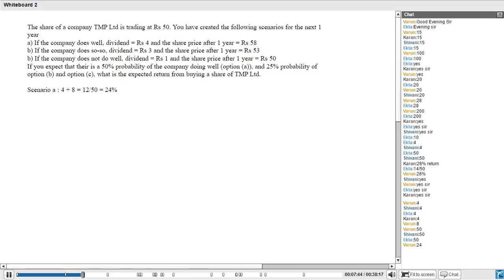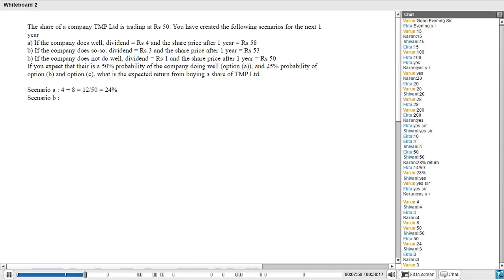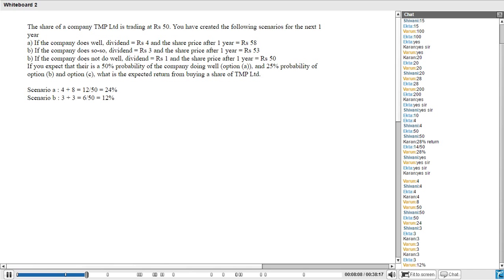24%, Varun. So in scenario A, I get a return of 24%. Let's try and compute it for scenario B. What is my dividend in scenario B? 3. What is my capital gains? Again 3. So I earn 6 on an investment of 50. So my return in scenario B is 12%.